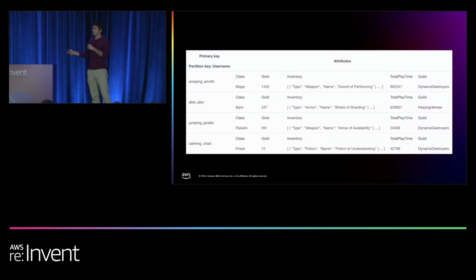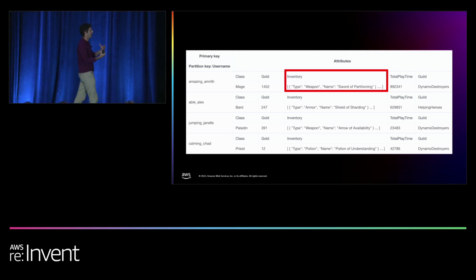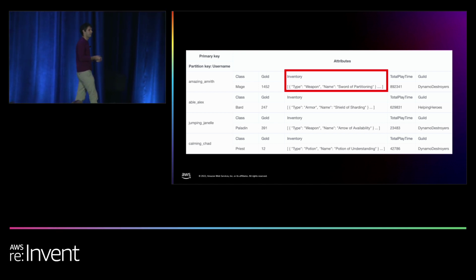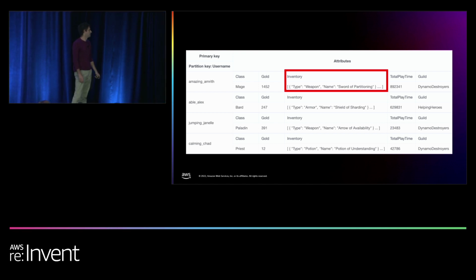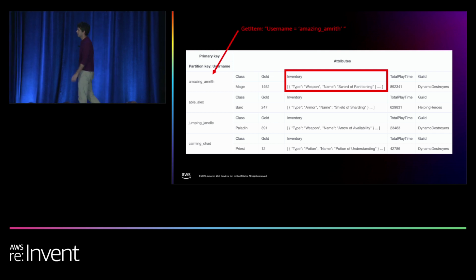If you look at our users table, remember we just embedded the inventory on our user item. So we have this list that contains all the inventory that this particular user has. If we want to get the inventory for a user, we're just doing that single item action, that get item, to read that user record.